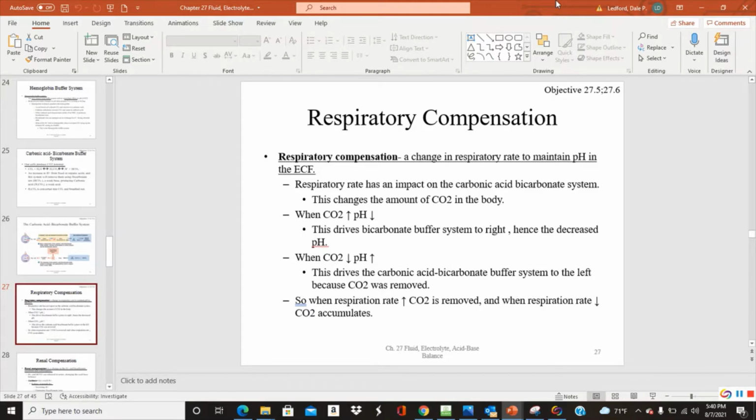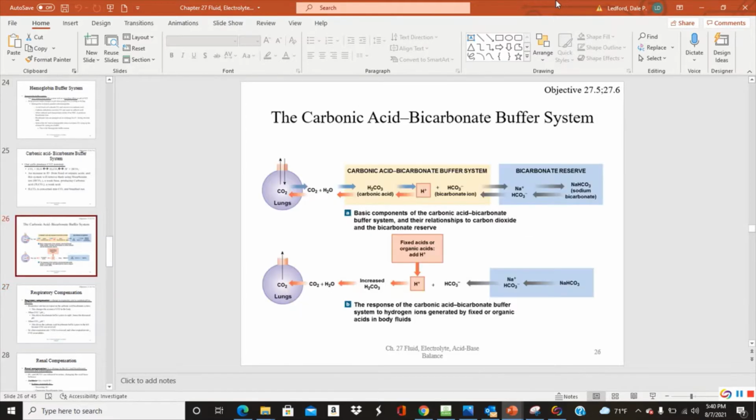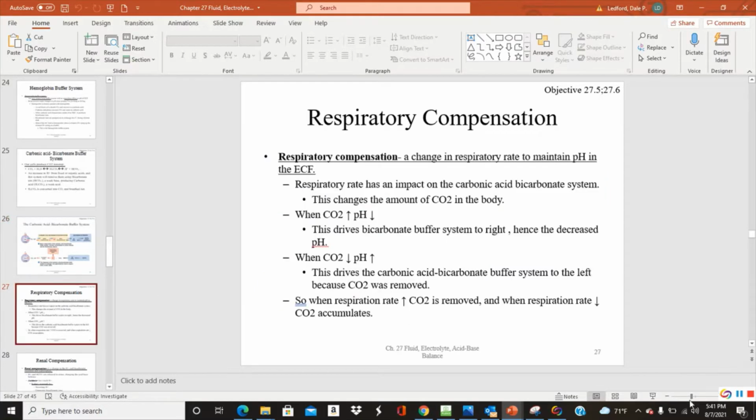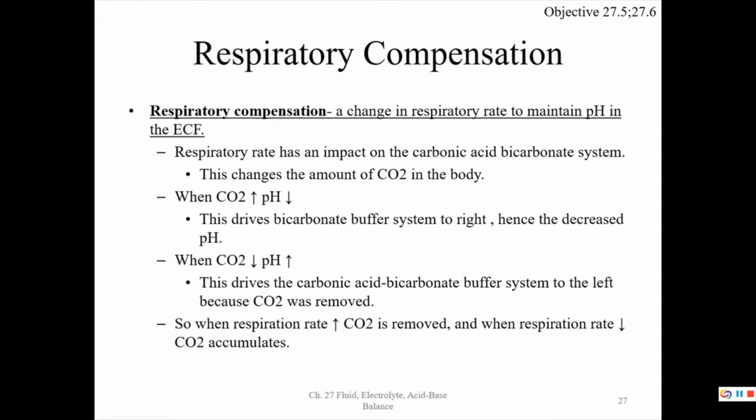Now, to grasp that, we see that the lungs can add and remove stuff from the body, and that we also can excrete hydrogen ions in the fluids, for example, using the kidneys. Renal compensation, then we'll understand these two things. And that's what we're going to get into: respiratory compensation and renal compensation. Now, we are discussing here specifically the carbonic acid bicarbonate buffer system.